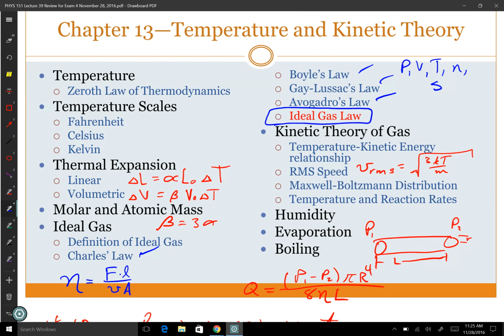Okay, kinetic theory of gases. Remember, I went through that derivation. You obviously won't have to do the derivation, but you may have a question about something like the RMS speed and how that relates to temperature, or how the average kinetic energy relates to temperature, things like that. So make sure you understand the outcomes of the kinetic theory of gas derivation.